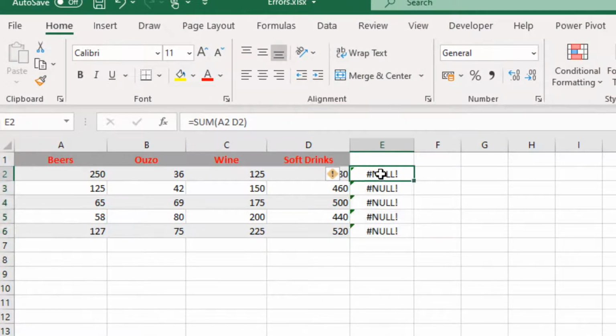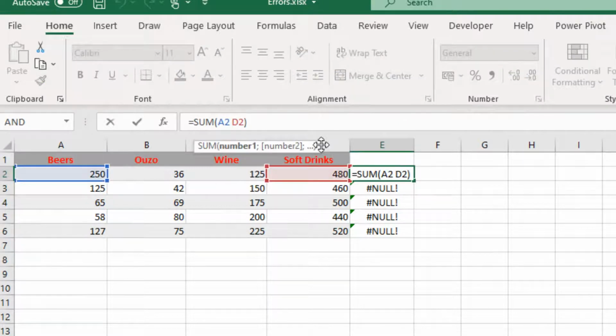Here, #NULL. Equals SUM A2 to D2. We don't get a result though. Why? Because we have forgotten the two dots here, the colon which concludes the whole area, and we can see by the square around the cells that got activated.